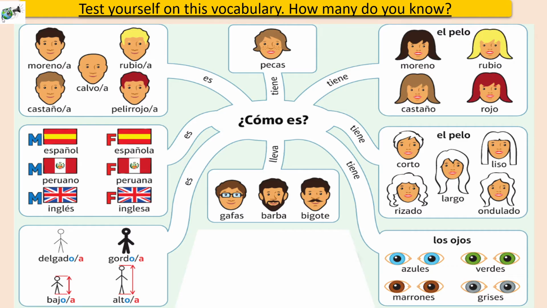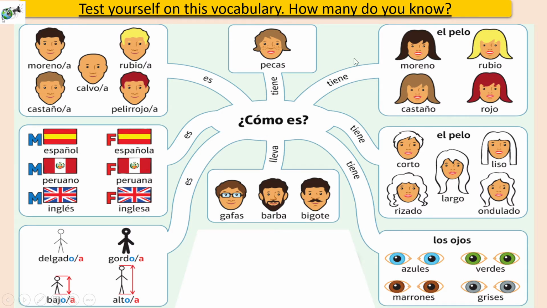Brilliant. Moving on, guys. Here we have a little table of the vocabulary from Unit 1, describing ourselves and others. How many of these words do you recognise? Pause the video, see if you can translate each bit. Okay, lovely. So if we have a look at the question in the middle, ¿cómo es? As in, how is he or she, or what is he or she like?